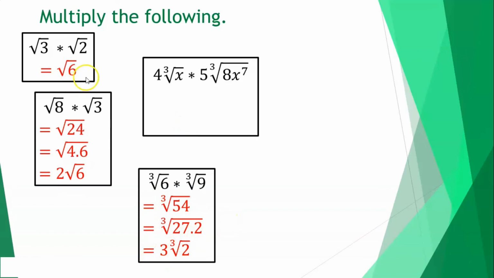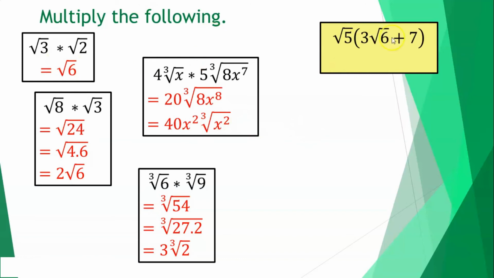Next. This one, the same index, so multiply the radicands. So 4 times 5, that would be 20. x to the power of 5 times x to the power of 3, that would be x to the power of 8. Now take note, 8 here, you can still get its cube root. Cube root of 8 is 2, so times 20, that would become 40. 8 divided by 3, so that would be 2, and cube root of x squared.